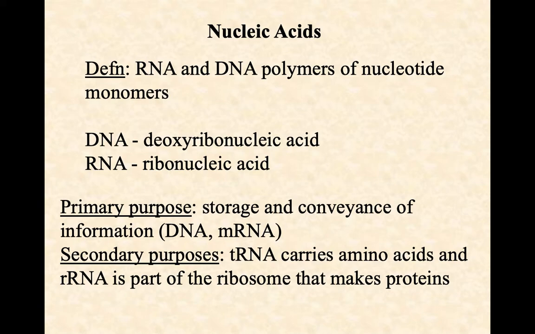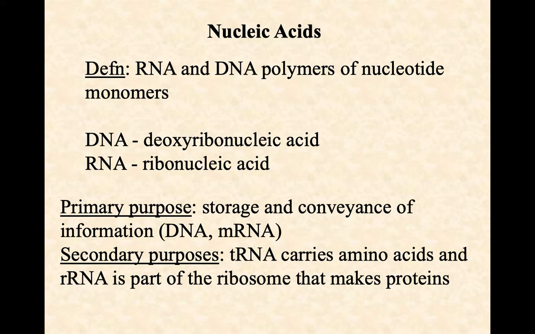So these are the RNA and DNA polymers of nucleotide monomers. When we take nucleotides, which we'll see in the next slide, and string them together by dehydration synthesis, we can form either an RNA molecule or a DNA molecule. RNA is ribonucleic acid, DNA is deoxyribonucleic acid, and we'll see the slight difference between the nucleotides in those two. The main purpose of the nucleic acids is to store and ultimately convey information.